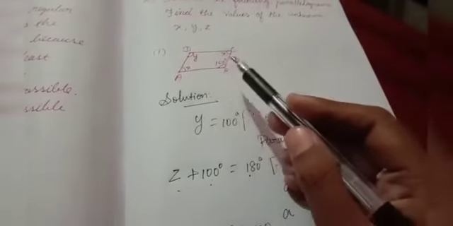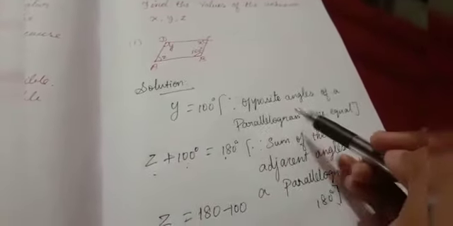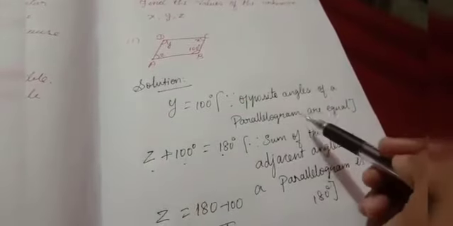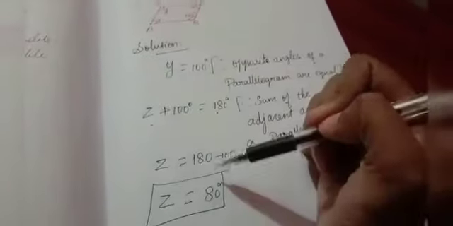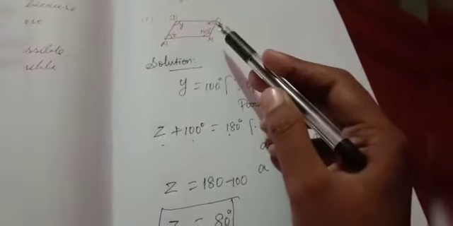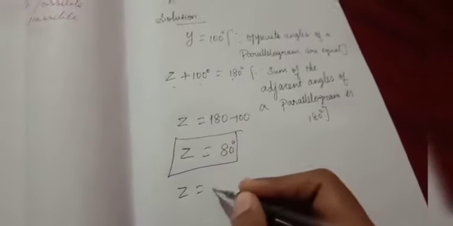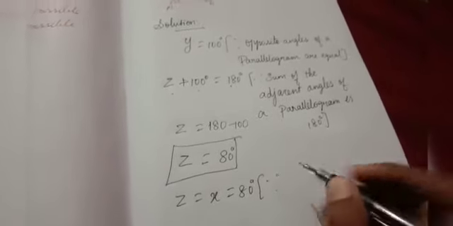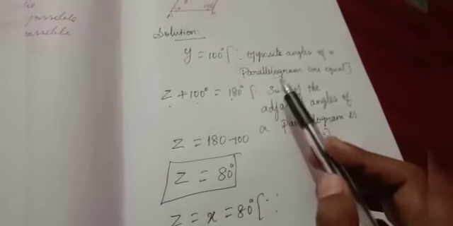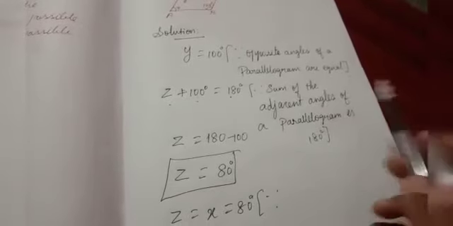x is equal to z. Why? Because now only we saw the property that opposite angles of a parallelogram are equal. So here z and x both are opposite angles. So z is 80 degree means x value is also 80 degree. So I can write here z equal to x is equal to 80 degree because opposite angles of a parallelogram are equal.